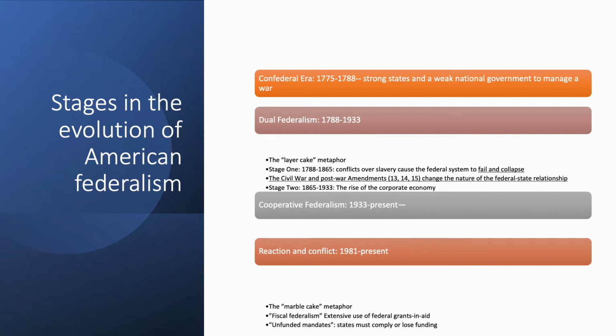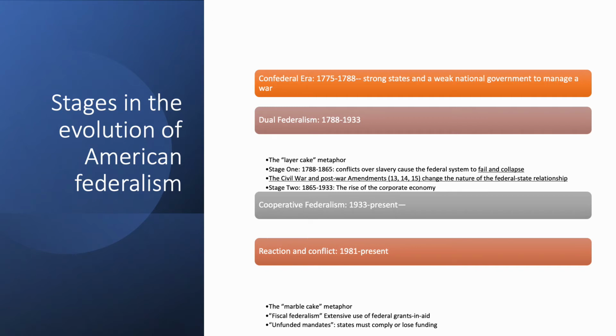Now, we can break down the history of federalism in this country into eras, time frames, stages, because it hasn't all been the same. It has evolved over time. Our system of federalism, the way the states and the federal government interact today, is not the way they interacted back in the early days. So the first era would be the Confederal era, 1775, the start of the country, through 1788, when the Constitution goes into effect. Strong states and a weak national government.